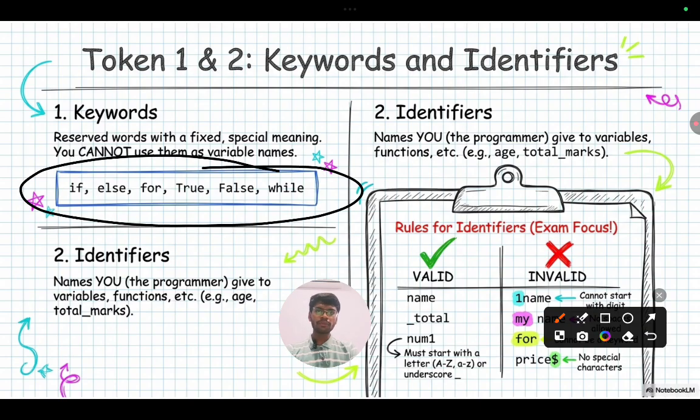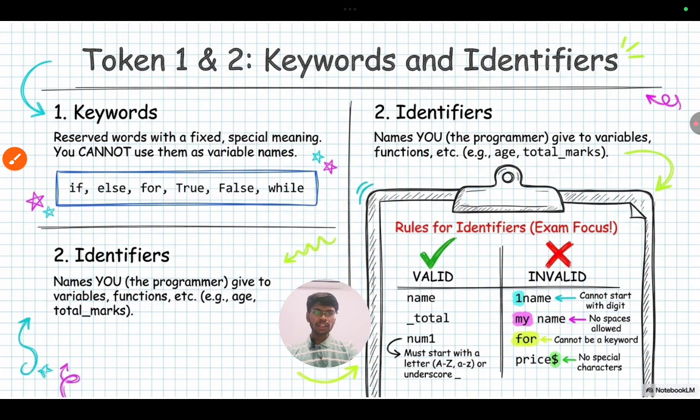Identifiers means you identify something by a name. It is a name given to certain functions and variables, and there are some rules. Let's say variable naming: name is valid, _total is valid, num1 is valid. It must start with a letter, uppercase or lowercase, or an underscore. Digits can come later, but 1name is invalid because it cannot start with a digit. My name, with a space, cannot be used; an underscore should be in between. A keyword like for cannot be used. price$ is an invalid variable because no special character is allowed.